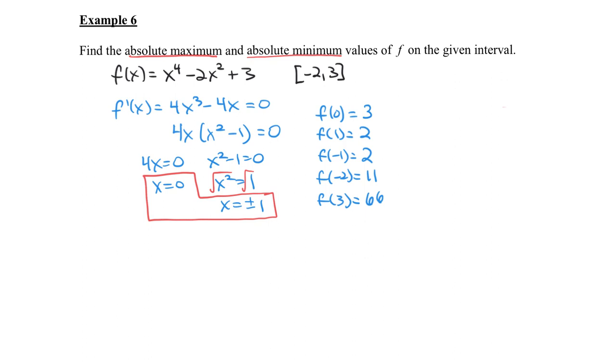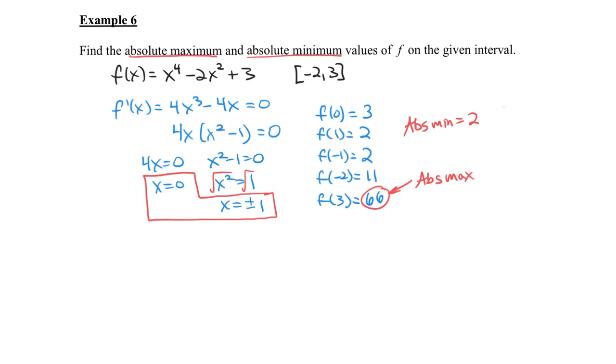The absolute maximum is the biggest number here. The biggest number here is 66, right? That's the absolute maximum. The absolute maximum value that this function takes on in this interval is 66. What's the absolute minimum? 2, right? So the absolute minimum equals 2. You don't have to say 2 and 2, right? Sometimes students do that. Oh, it's 2 and 2. You don't need to say 2 and 2.